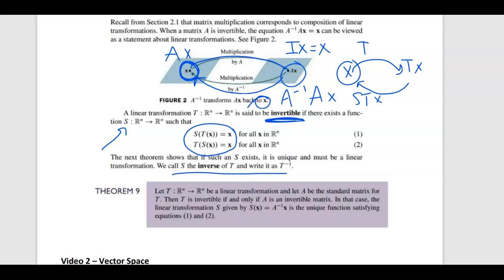Here's just another way to say it here in Theorem 9. So if we have a transformation from Rn to Rn, and A is the standard matrix, meaning T of x equals Ax, okay, then T is invertible if and only if A is invertible. And if that's the case, then we can say that S of x is that inverse matrix.